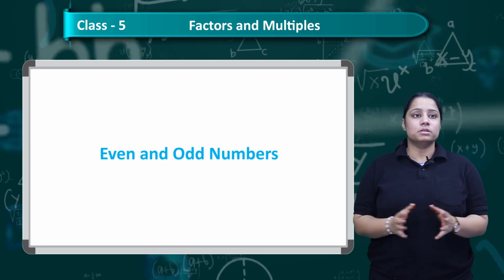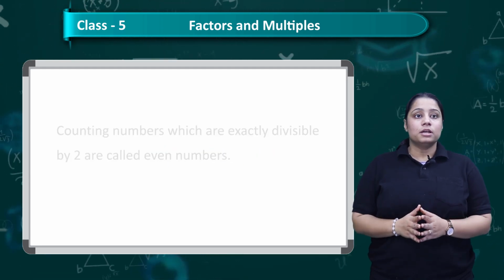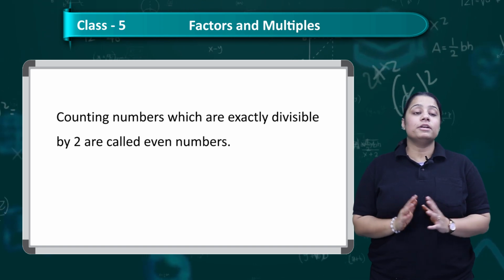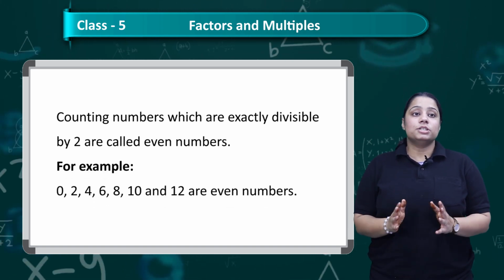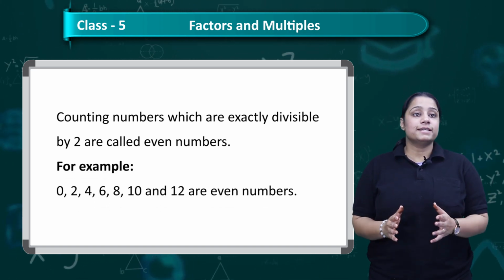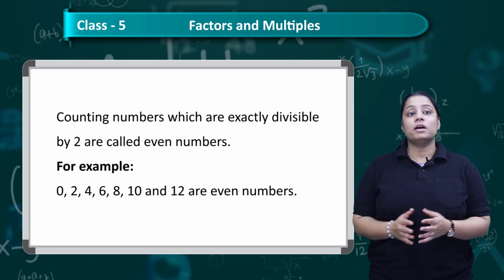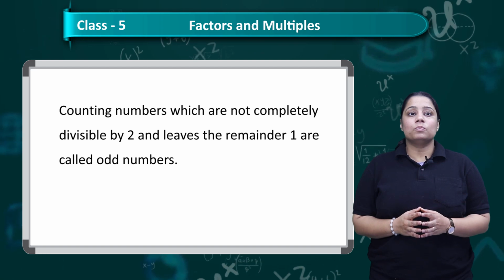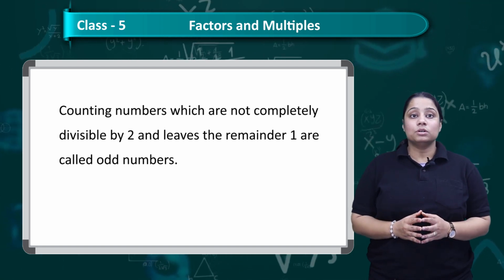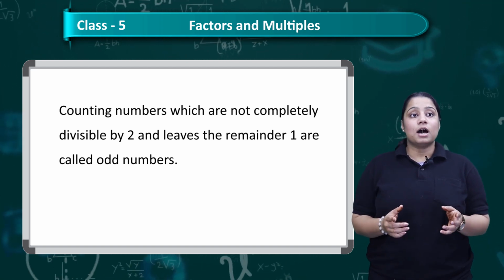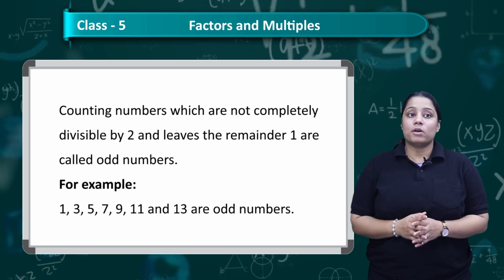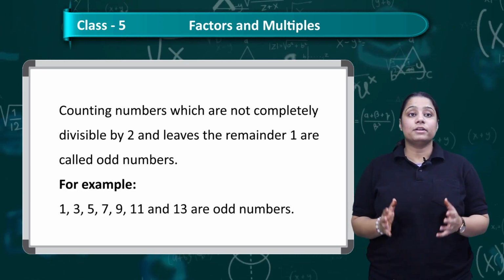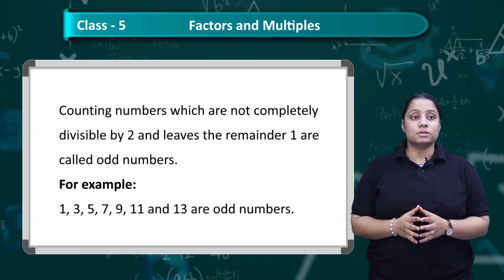Even and odd numbers. Even numbers: counting numbers which are exactly divisible by 2 are called even numbers. For example, 0, 2, 4, 6, 8, 10 and 12 are even numbers. Odd numbers: counting numbers which are not completely divisible by 2 and leave the remainder 1 are called odd numbers. For example, 1, 3, 5, 7, 9, 11 and 13 are odd numbers.